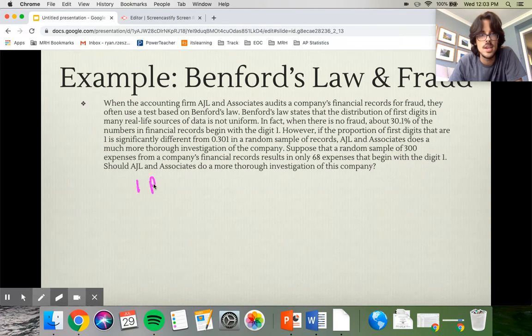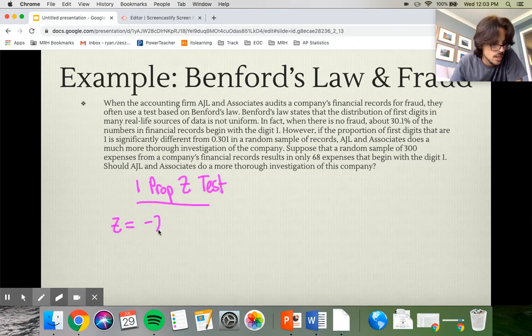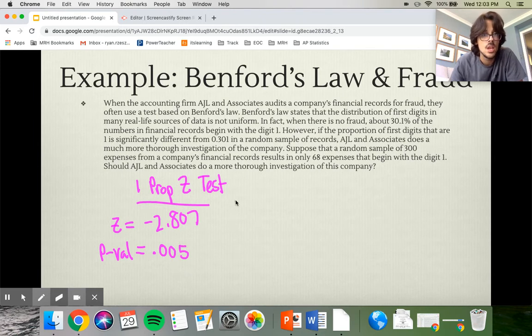You write down the name of the test first. It's a 1-proportion z test. And then you're going to report your test statistic, which was negative 2.807 if you round it. You're also going to give the p-value for this problem. The p-value in this problem was about 0.005. So this is what you need to come back with in reports. Then we're going to write a conclusion based on that.